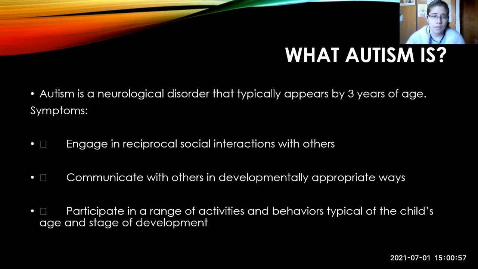So some difficulties that they could have are engaging in reciprocal social interactions with others, communicating with others in developmentally appropriate ways, and participating in a range of activities and behaviors typical of the child's age and stage of development. These are things they are not going to be able to do easily, because they have a condition which affects social interaction, sometimes movements, things like that.